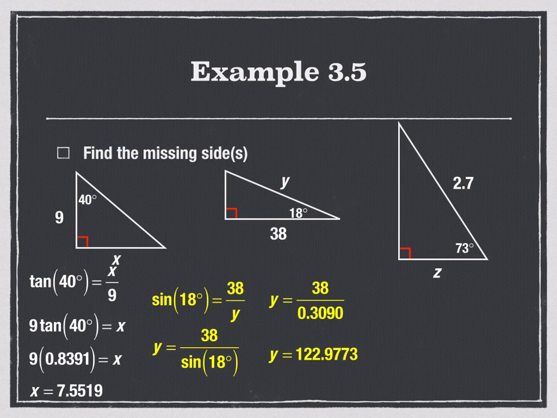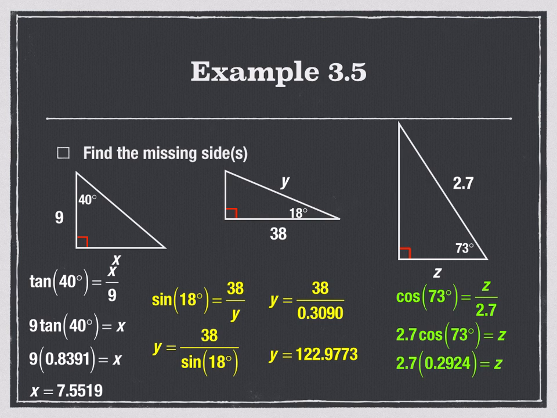So, I'm sorry. We look at the third triangle, and I see Z is adjacent, and 2.7 is the hypotenuse. SOHCAHTOA, adjacent over hypotenuse. So I say the cosine of 73 is Z over 2.7. Multiply both sides by 2.7. I of course look up the cosine of 73 on my trigonometric table, or we just type it into the calculator, and we get the missing side is about 0.78.